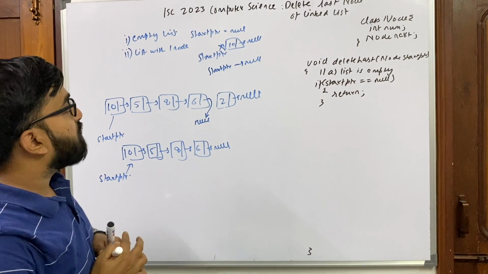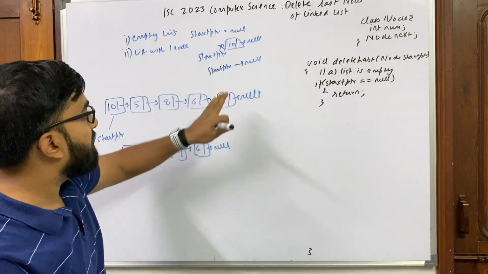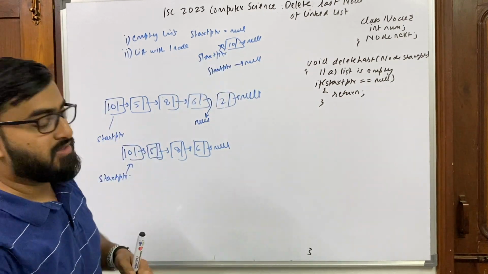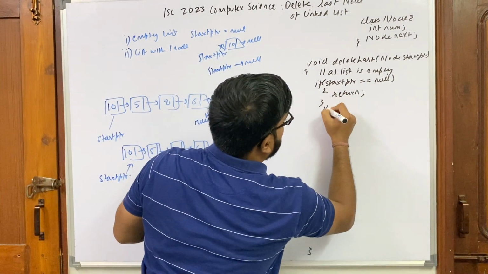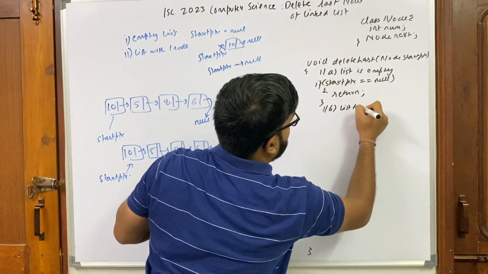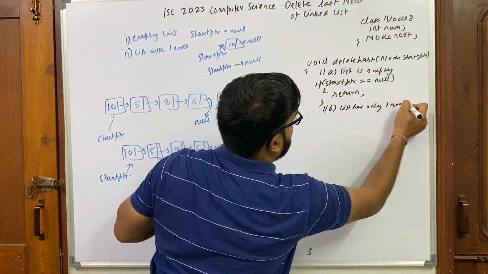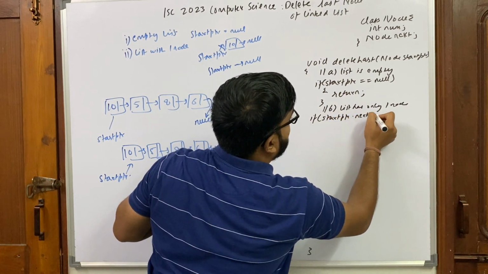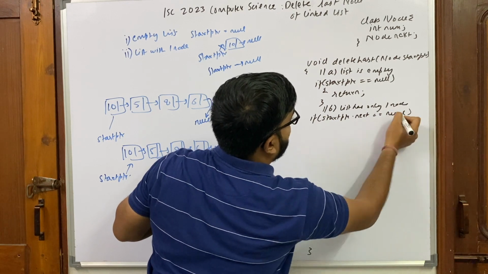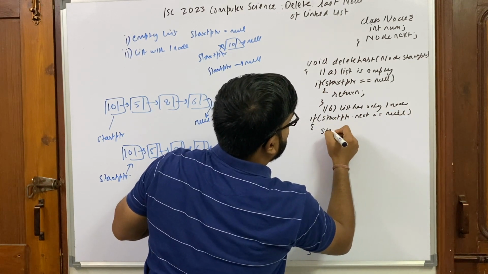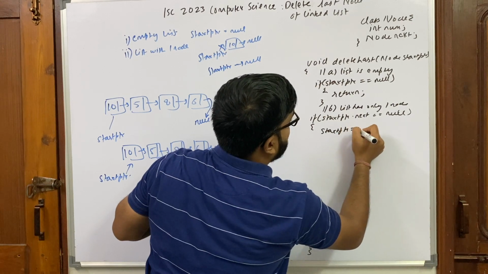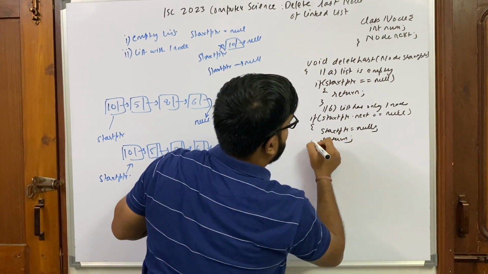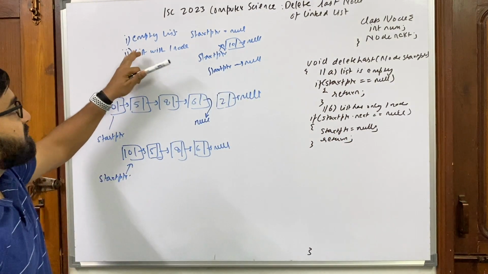How do I check if this is the last node? Again, if start pointer's next is null, it means this is the only node in the linked list. So the second case is the list has only one node. If start pointer dot next is null, that it is the first node, we do start pointer is null. We make the list empty and then we return. So these are the two border cases I handle.